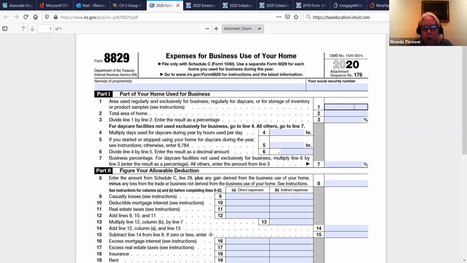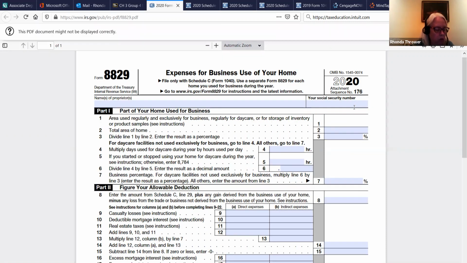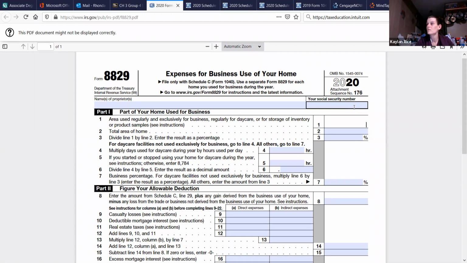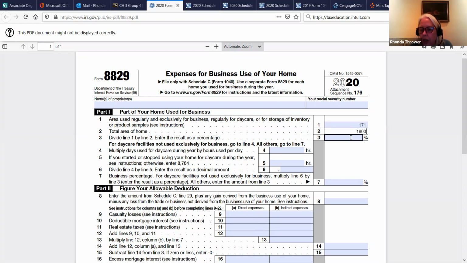Where we need to use the area used as the total square footage. No, it isn't. The area that you use would be the part you use for your home office. 171, but they did give you that. And then the total area of the home is the total square footage of the home, 1800. And if you divide 1800 into 171, it gives you 10.52. Okay, I got 9.5%.